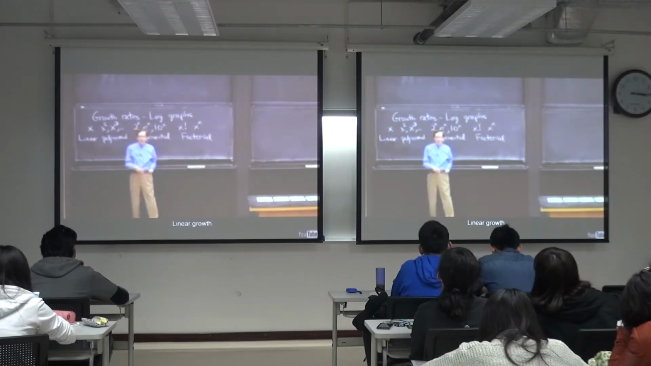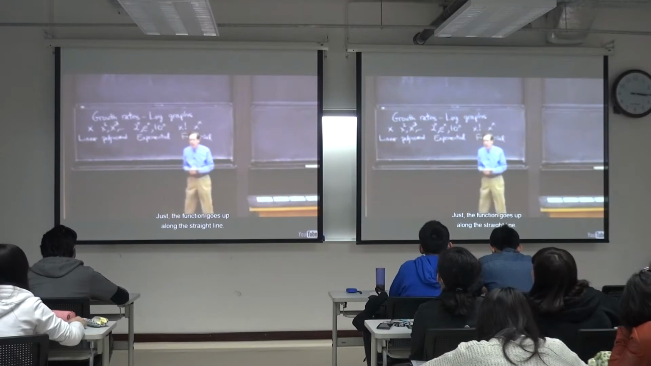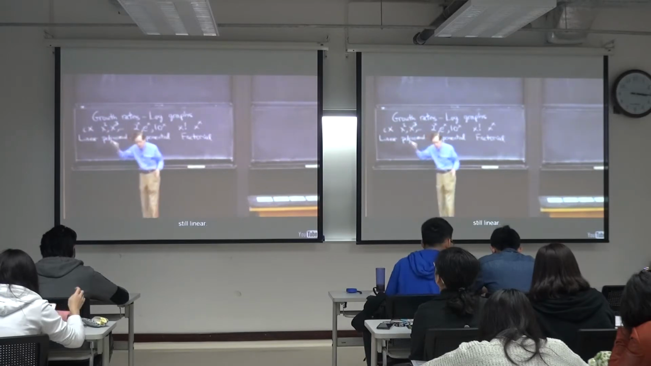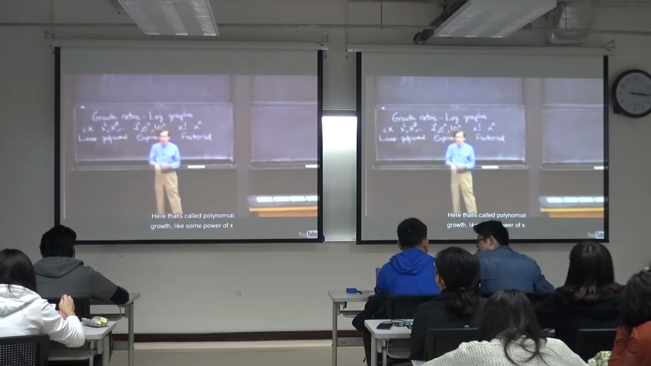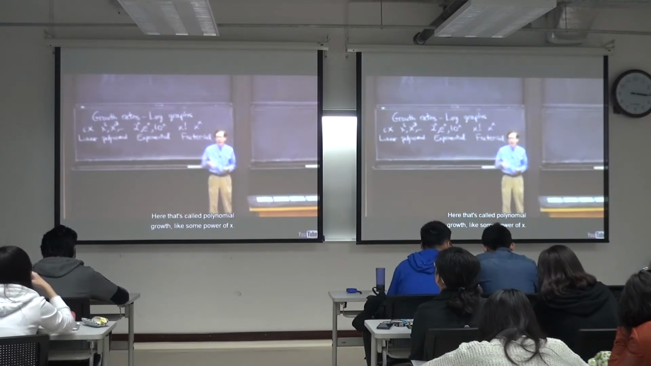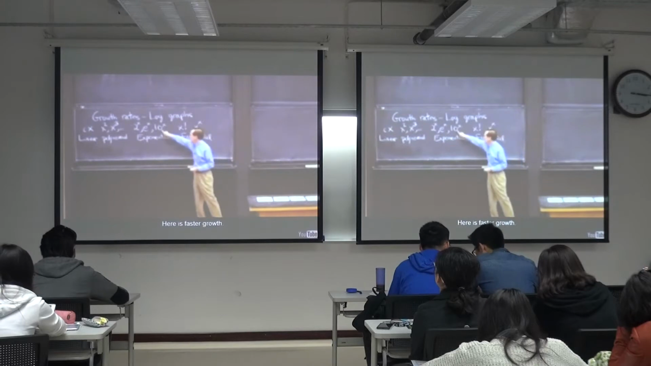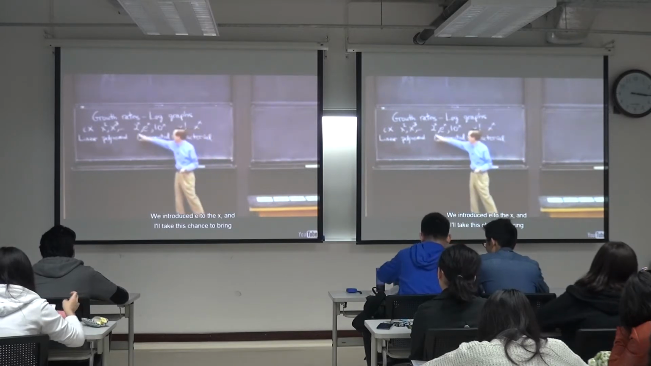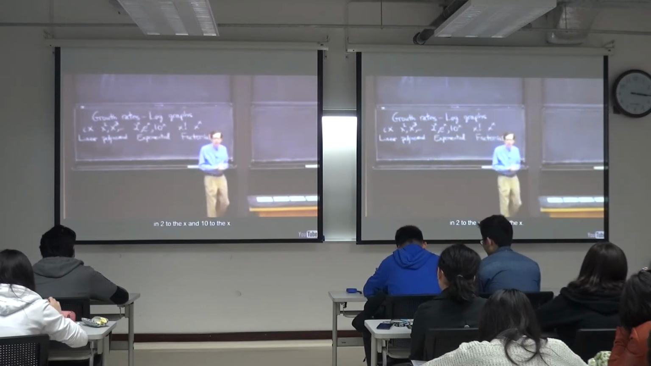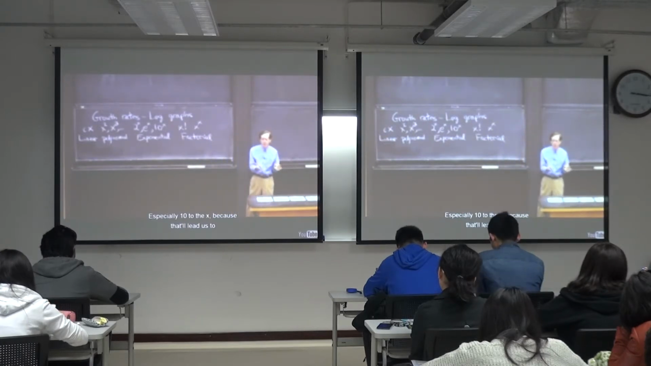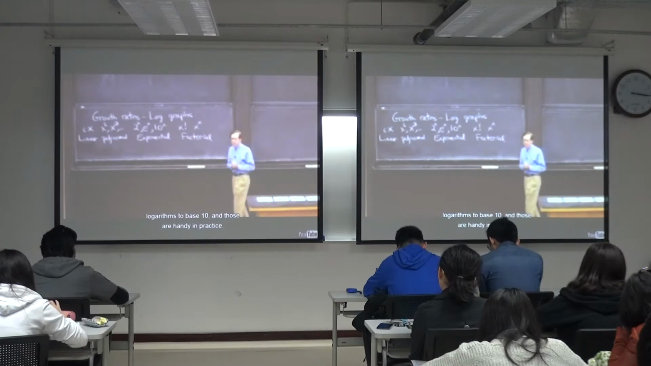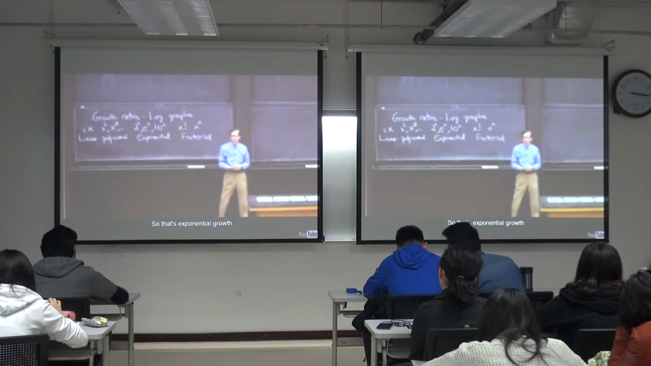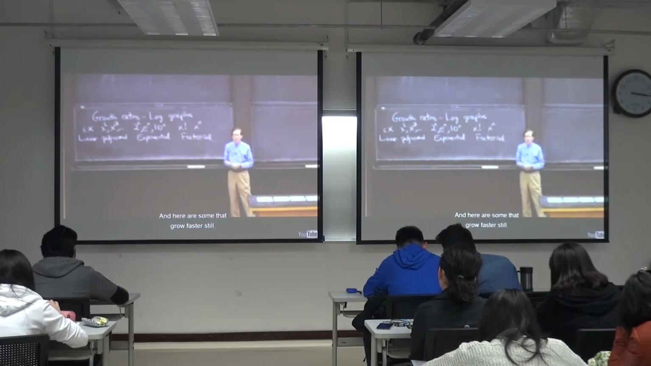Linear growth, just the function goes up along a straight line, proportional to x. Linear could have been c times x, still linear. Here, that's called polynomial growth, like some power of x. Here's faster growth. We introduced e to the x, and I'll take this chance to bring in 2 to the x and 10 to the x. Especially 10 to the x, because that'll lead us to logarithms to base 10, and those are handy in practice. That's exponential growth.